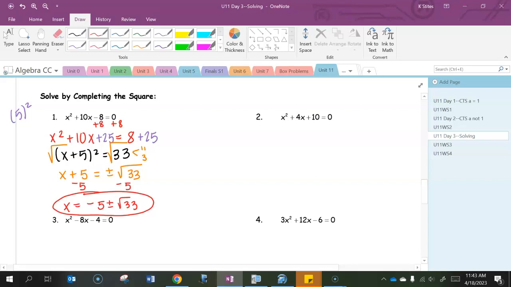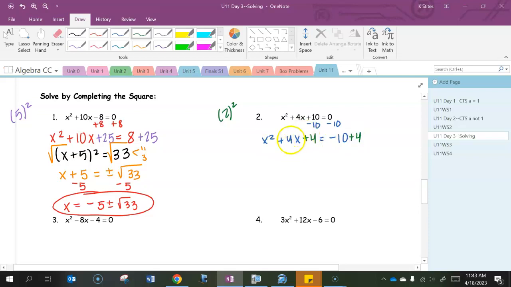All right, let's try another one. We're going to do 2 more with just an x squared in front, and then we'll move to the harder ones. Okay, again, move your number over first, so I'm subtracting 10. If you want, leave yourself a space here to complete the square. Take your b value, 4, divide it by 2, square it. So it's a plus 4 on both sides.